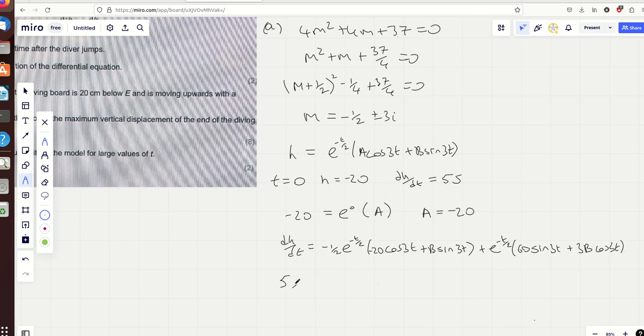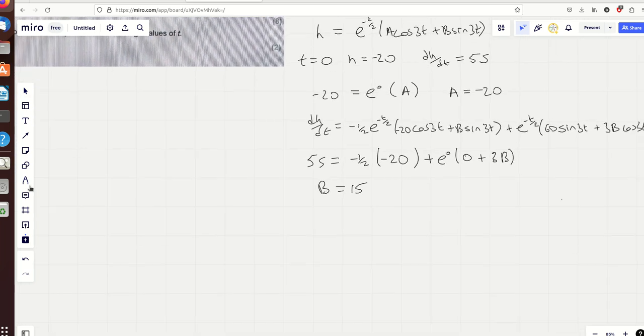So 55 equals, we're going to get minus a half here because we're plugging in t is 0. We're going to get minus 20 plus 0. And then we're going to get e to the 0 times by 0 plus 3b. Okay, that's quite nice, because that's 10, that's 45, so you're going to end up with b as 15 there. And so we've solved our differential equation to find a particular solution.